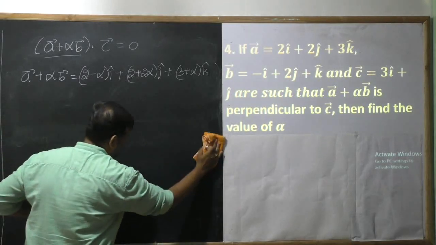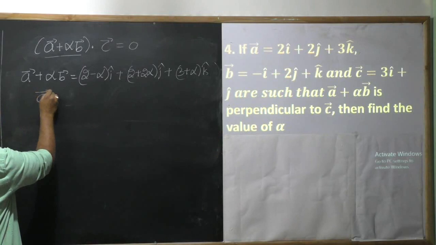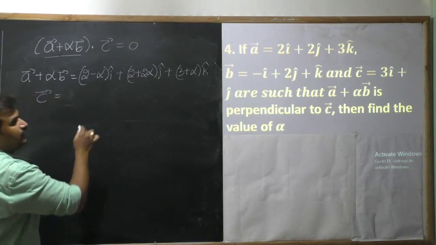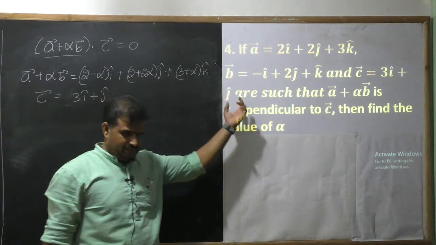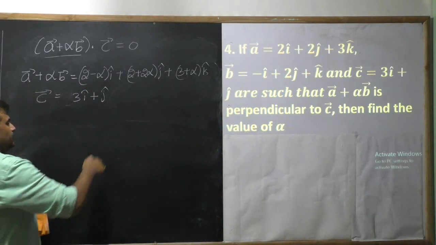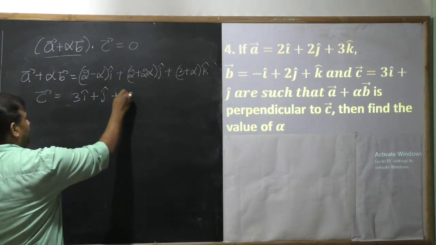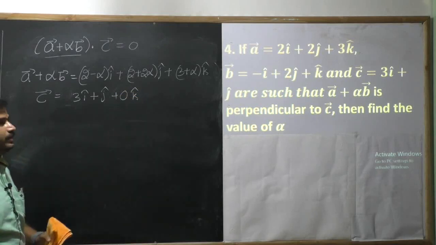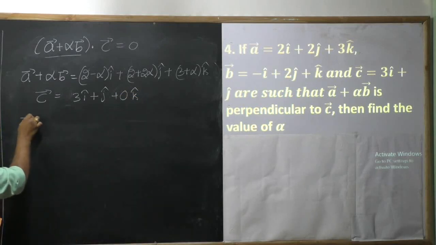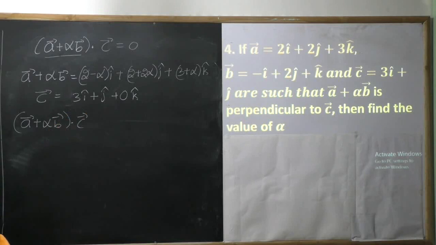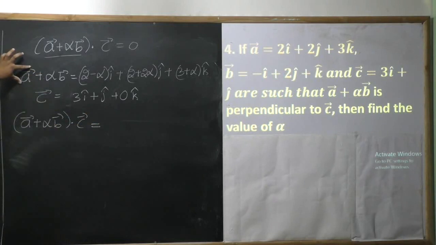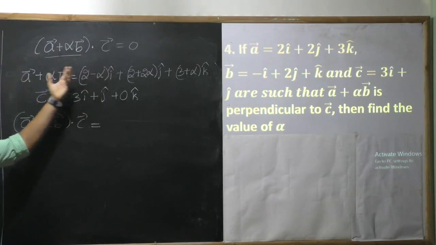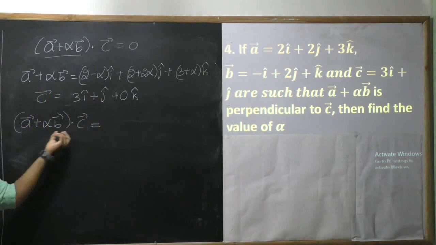Next, what is vector c? The vector c is given as 3i cap plus j cap. The third z component is not given, but that does not matter, we can take it as 0 into k cap. Now, what is vector a plus alpha into vector b dot vector c? We already have a plus alpha into vector b, and the vector c is this. What is the dot product?